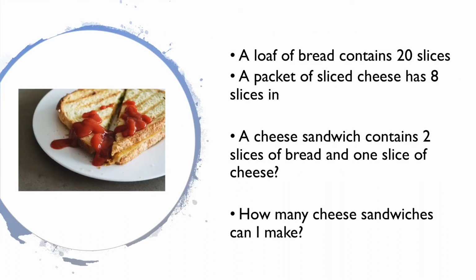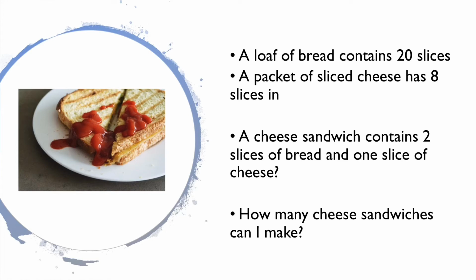So, an analogy. If I have a loaf of bread which contains 20 slices, which apparently the average loaf of bread does contain 20 slices, and I bought a packet of sliced cheese which had 8 slices of cheese in, I wanted to make some cheese sandwiches. The cheese sandwich contains 2 slices of bread and 1 slice of cheese. How many cheese sandwiches could I potentially make?